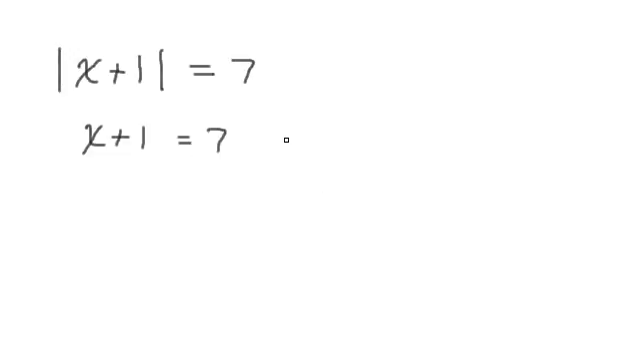Alright, so we're going to do a little bit more complicated one here. We've got the absolute value of x plus 1 is equal to 7. So no matter what we plug in for x here, this whole side is going to end up equaling 7. So the first thing we do is rewrite x plus 1, drop the absolute value bars, and we just rewrite it just like that.